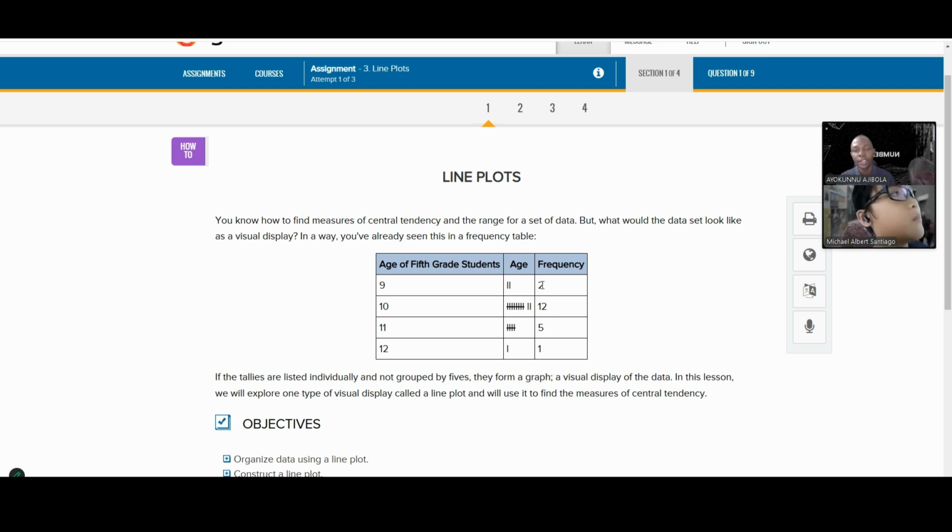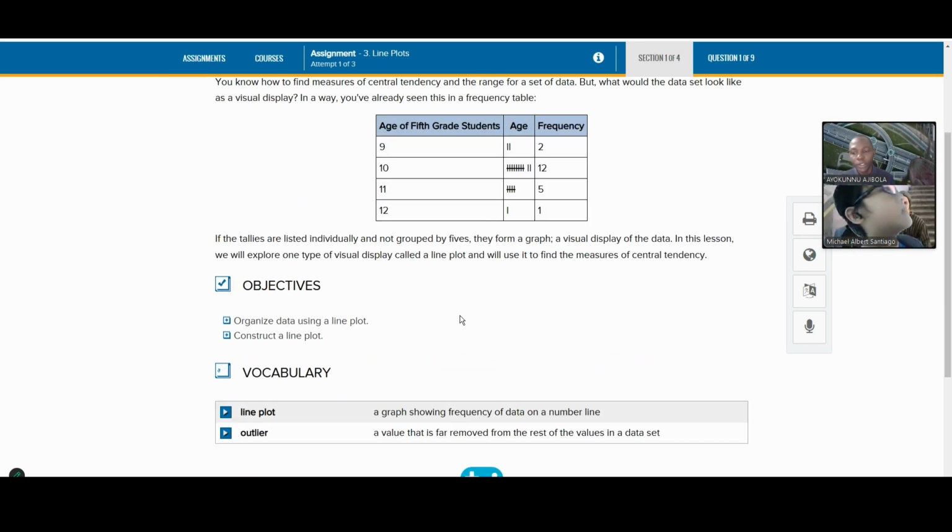So if we add them together, we get a total population, which is 2 plus 12 is 14. 14 plus 5 is 19. And 19 plus 1 is 20. That means we have been able to get the ages of 20 students, okay? Okay, let's continue.